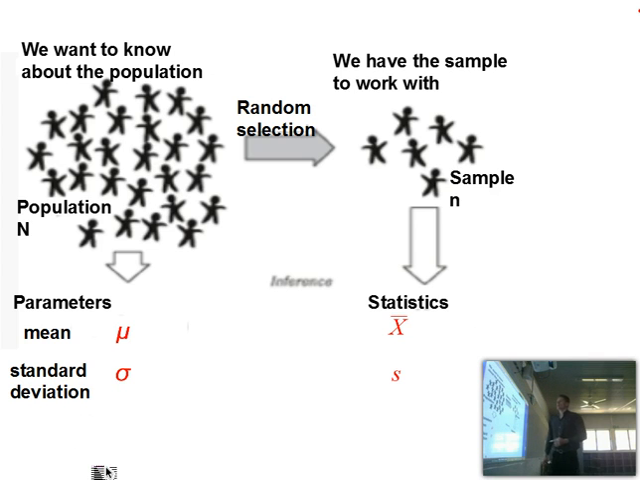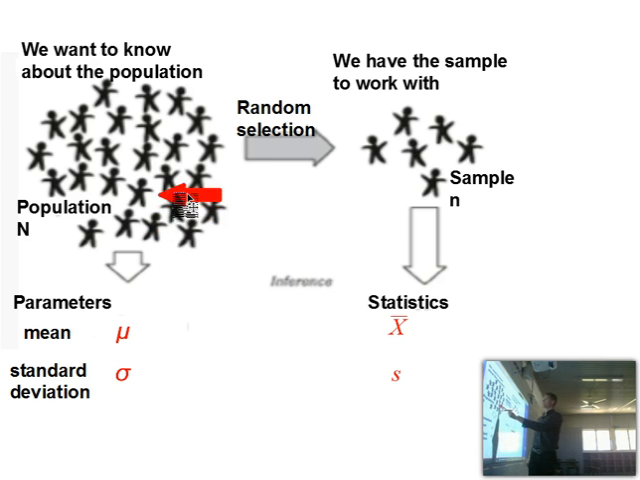So here's the difference between our population and our sample. We want to know something about the population. So in our population, there might be many people, or many measurements. The properties of the population we call the parameters, such as the mean or standard deviation. They are the parameters of the population.